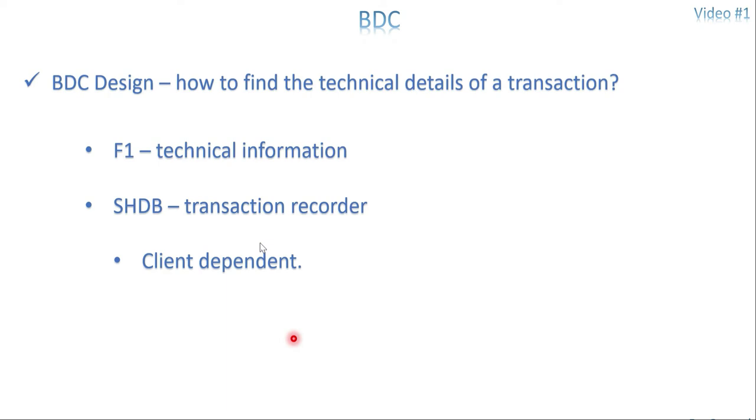SAP has the concept of client dependent and client independent objects, and SHDB is a client dependent object. Sometimes you have an option to work with 2 different clients in one system, in the development system itself. One is a test client, one is a development client. The test client has enough data. The development client, we don't have enough data. So SHDB has to be executed in the client which has data, and after that you have to move this information, because it is client dependent. You can't expect the same thing to be available in the development client also, definitely not.